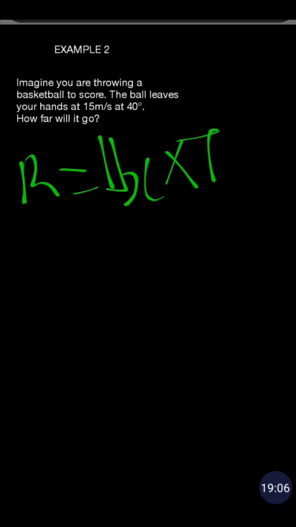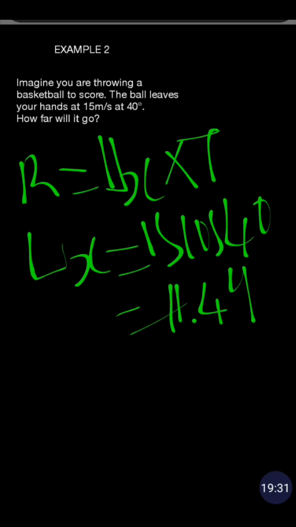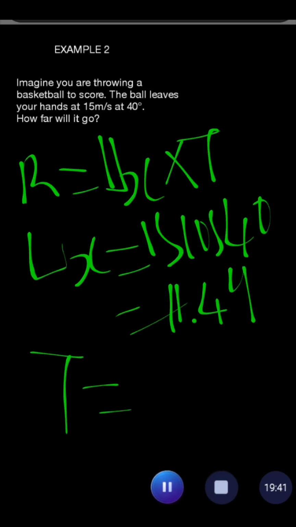this formula, which is the initial speed in the x direction. Now, what's the x? The ux. We know that ux is equal to 15 cos 40. The answer is 11.49. But how far will it go? What about the time of flight? So we need to calculate the time of flight. And we know that the time of flight is 2 v naught y over g, where v naught y is the initial speed in the y direction, which is the initial speed times sine of the angle.